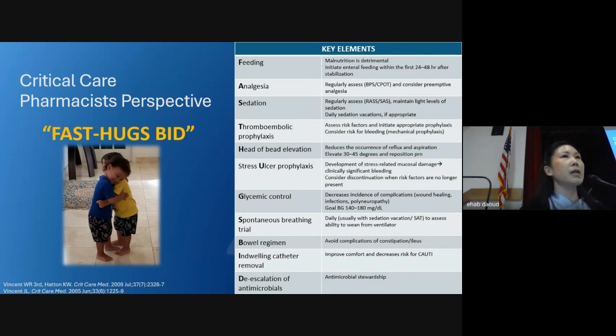It incorporates a lot of the ABCDEF bundle for pain, agitation, delirium, and sedation. And then it also incorporates some of these ventilator strategies as well. So things like analgesia sedation, which I'll go over, the head of bed elevation, stress ulcer prophylaxis, your SBTs, SATs, looking at de-escalation of antibiotics, bowel regimens, removing catheters, and anything that is unnecessary for patients at that time.